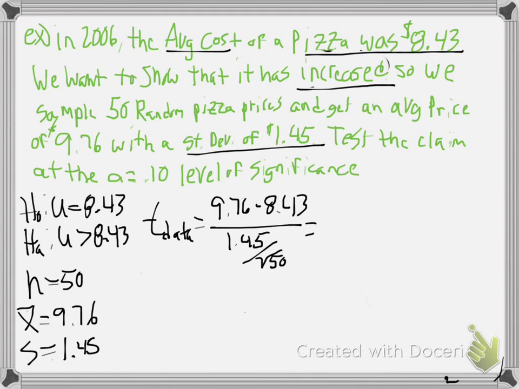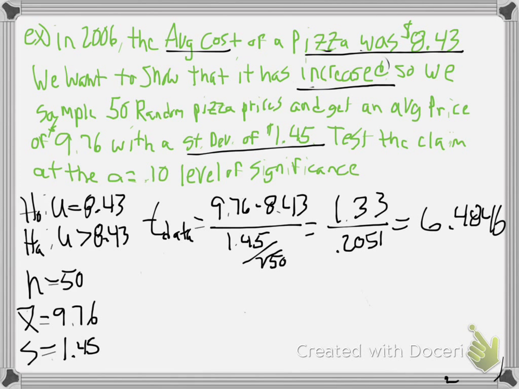So, type that in the calculator. What I would do is 1.45 divided by the square root of 50, get that number. That's 0.2051. And then do the 9.76 minus the 8.43, get 1.33. Take that 1.33, divide it by the 0.2051, and we get a test stat of 6.4846.